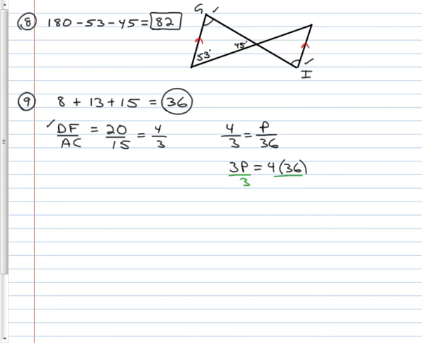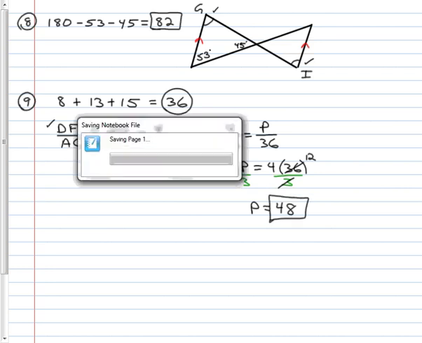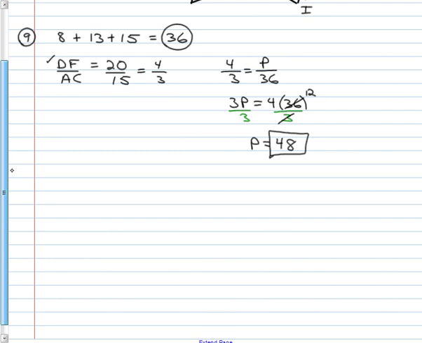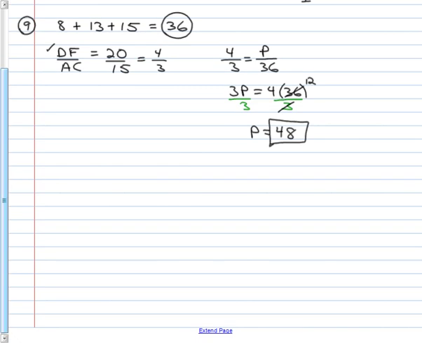Divide by our 3. To solve for that P, I'm going to do a little reducing. Don't have to worry about calculators. 3 goes into 36 12 times. 4 times 12 is 48. That second triangle must have a perimeter of 48. Doesn't look like they gave us any units, so we will just call it 48. The ratio of the perimeters is the same as the ratio of corresponding sides, or it's the same as the scale factor if we have two similar triangles. So that's the fact we used on that.